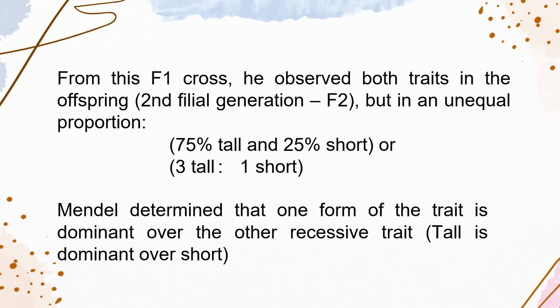From this F1 cross, he observed both traits in the offspring on the second filial generation or F2, but in an unequal proportion, 75% tall and 25% short, or 3 tall is to 1 short. Mendel determined that one form of the trait is dominant over the other recessive trait. Tall is dominant over short.